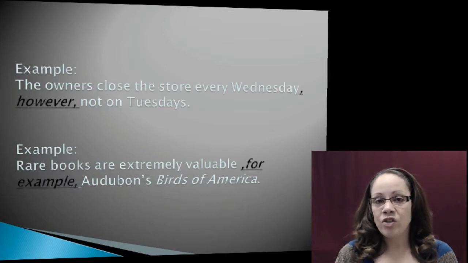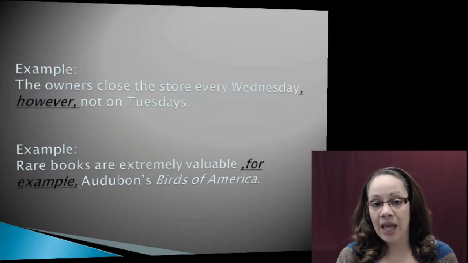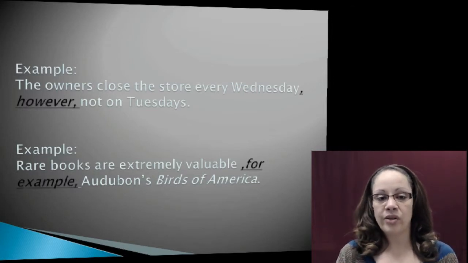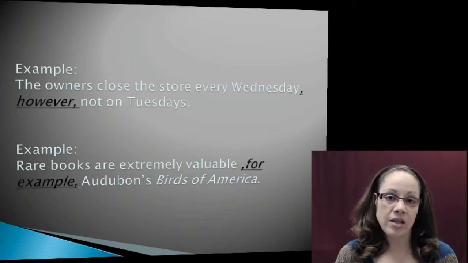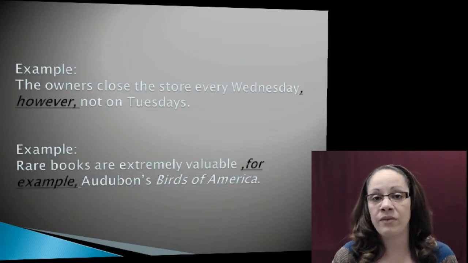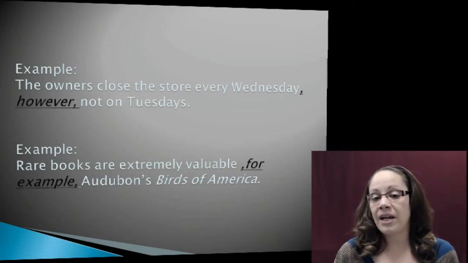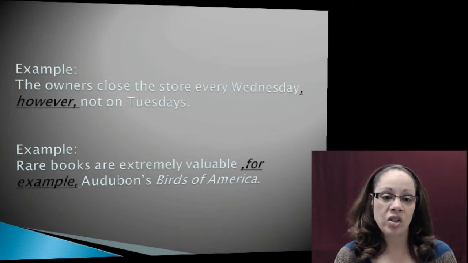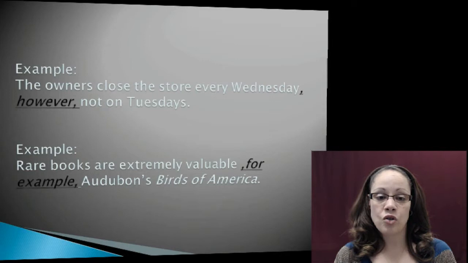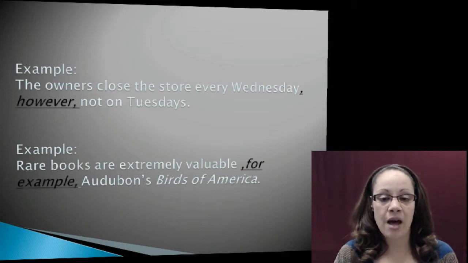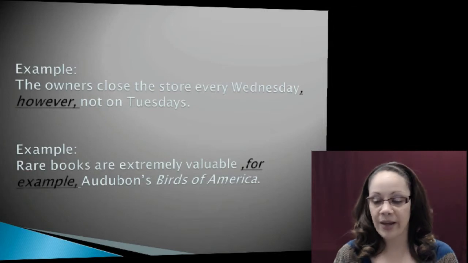Then I have my transitional phrase, for example, and then I have a dependent clause, Audubon's Birds of America. Now, by itself, Audubon's Birds of America is not a complete sentence. It has no subject of the sentence. It has no verb of the sentence. Doesn't make sense by itself, okay? So I'm adding that dependent clause to my independent clause with the transitional phrase, for example. I need a comma before for example, and I need a comma right after for example.